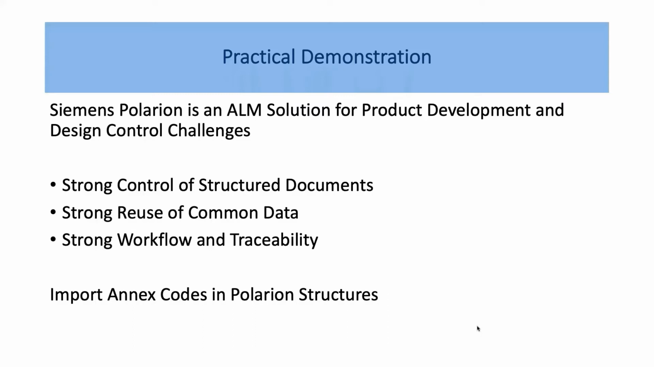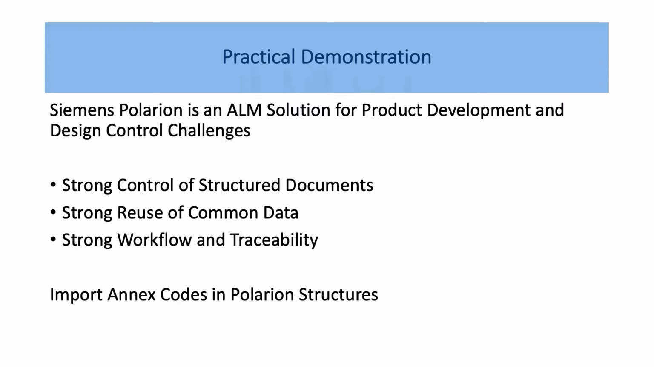There's three attributes of Polarion that I think really come to bat here in addressing not just this problem of maintaining Annex Codes and regulatory requirements, but in general. And it differentiates itself from other solution tools. One is a very strong control of what I will call structured documents as a data object. It allows us to have common data, and then it brings both very strong workflow and complete end-to-end traceability. So what we'll see today is how I moved from the spreadsheet from the IMDRF into Polarion data objects.